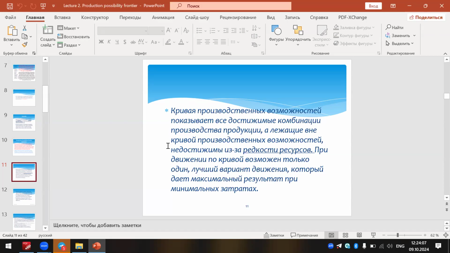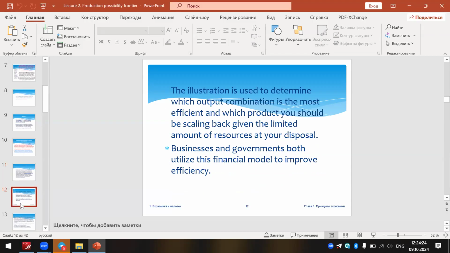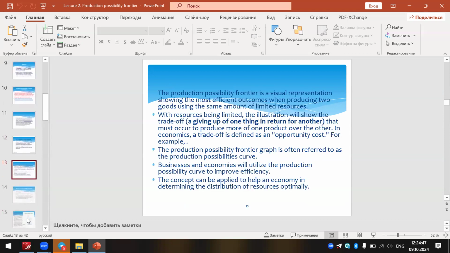So we can produce the cars, but we also should consider the availability of resources, the resources that we can use, and there should be profitable and also reasonable use of these resources, okay? Then the illustration is used to determine which output combination is the most efficient, and which product you should be scaling back given the limited amount of resources at your disposal. So businesses, our companies and governments both utilize the financial model to improve efficiency.